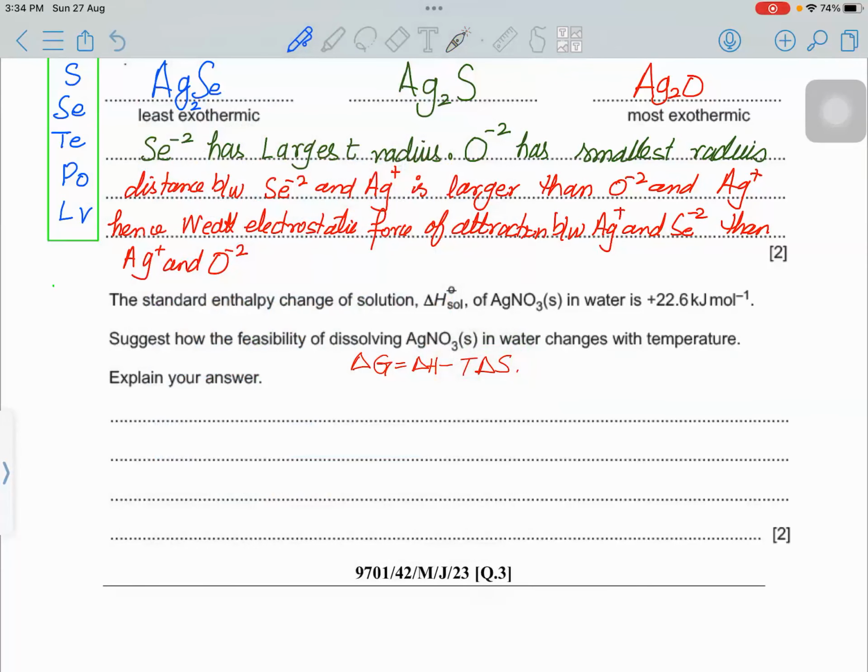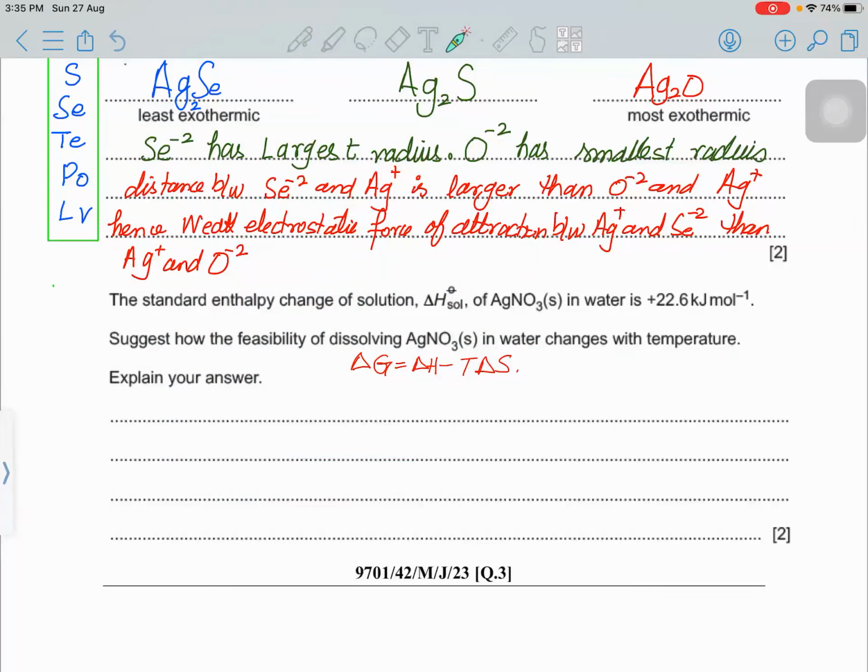Sir, this 22.6 value is delta H, delta S. This is delta H. Okay, this is delta H. I am sorry, enthalpy change of solution, I am sorry.